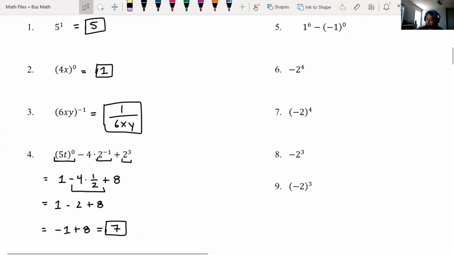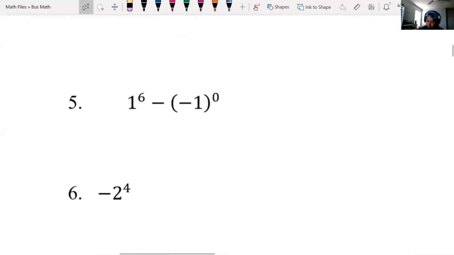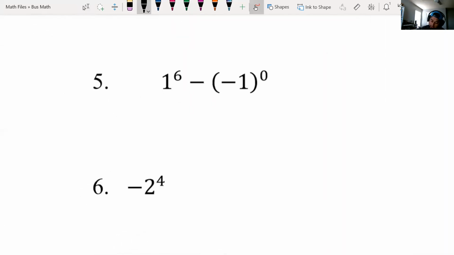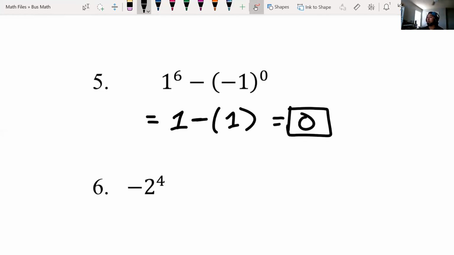Let's try it again. 5 through 9. All right. So 1 to the 6th. Well, that means 1 times 1 times 1 times 1 times 1. I don't know if I said that 6 times, but you get it. So 1 to the 6th is still going to be 1. And then minus, you have -1 raised to the 0th power. Remember, any number raised to the 0th power will be 1. So this becomes 1 minus 1, which will give us 0.